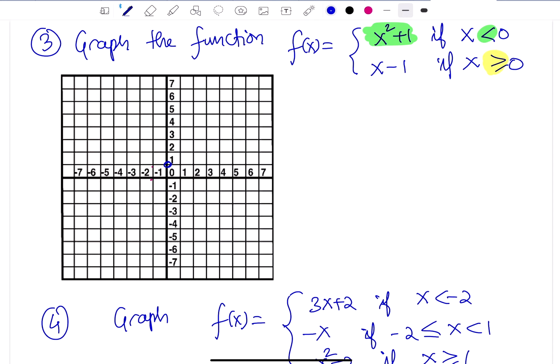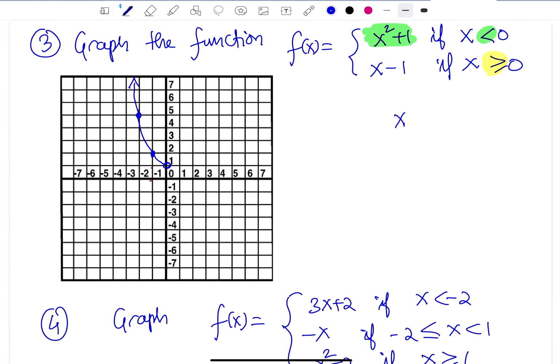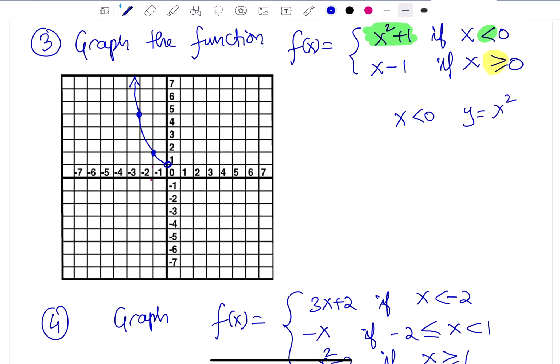When x is -1, y would be equal to 2. When x is -2, y would be equal to 5. And that's how my parabola is going to look on the left hand side. For x greater than or equal to 0, my graph behaves like a line, y equals x minus 1. So for x less than 0, I had y equals x squared plus 1. For x greater than or equal to 0, y equals x minus 1.